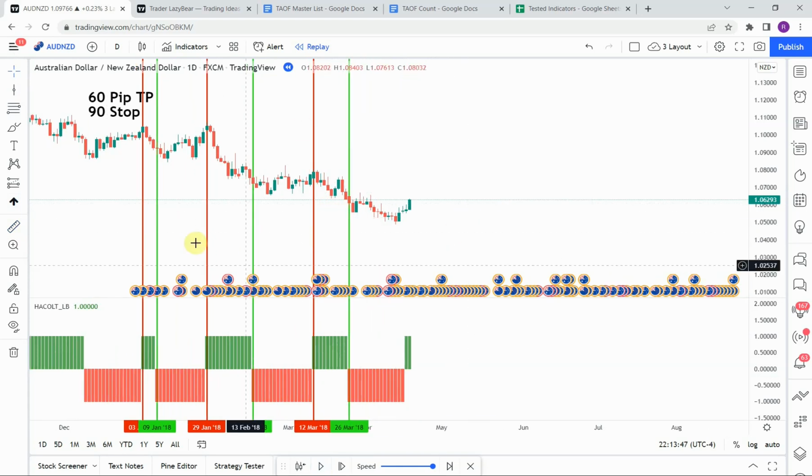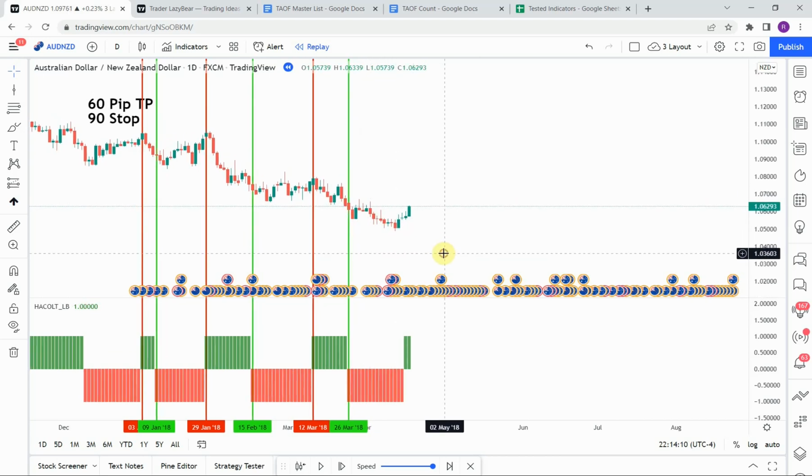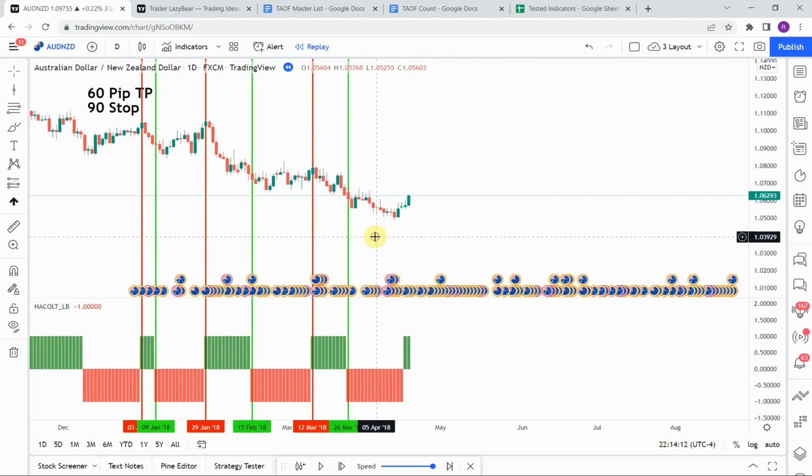All right, so one more time here, we pick up another long signal, and once again we get an immediate push to the downside, which does come down and stop us out on that long. And once again we pick up a short right here. We get a little bit of a pullback, puts a little bit of heat on our stop, but not quite enough to stop us out before it then continues pushing downward there and gets us to our take profit.